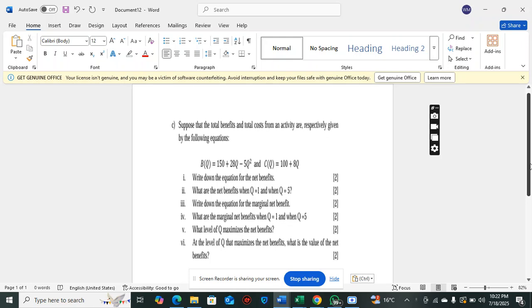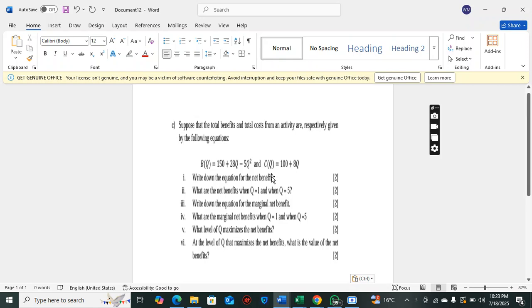All right, so we've got a question here. Suppose the total benefits and total costs from an activity are respectively given by the equations: benefit, 150 plus 28q minus 5q squared, and the cost, 100 plus 8q. So we'll start the first question. Write down the equation for the net benefit.